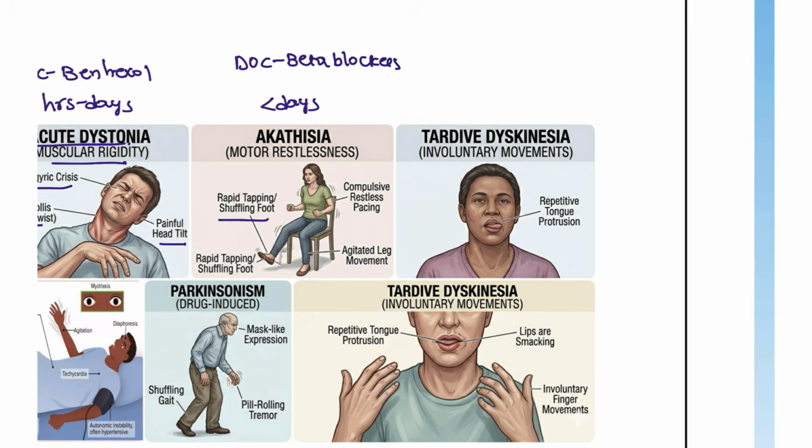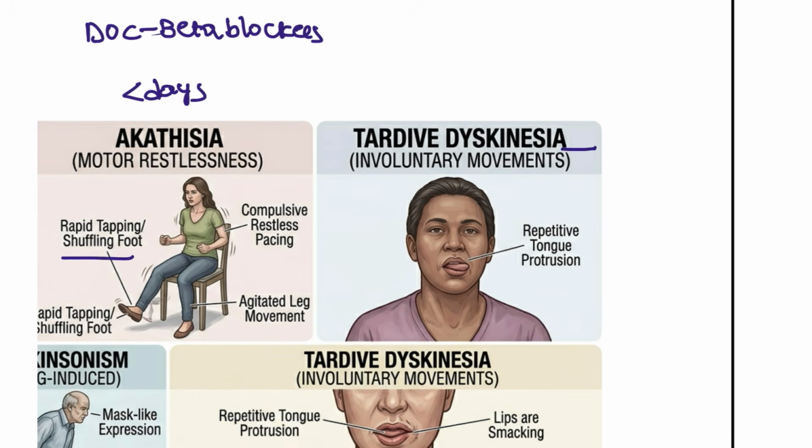Okay, drug of choice is beta blocker. And tardive dyskinesia, this is last year's PYQ. What happens? This is a chronic condition. It will take months to years to be seen.